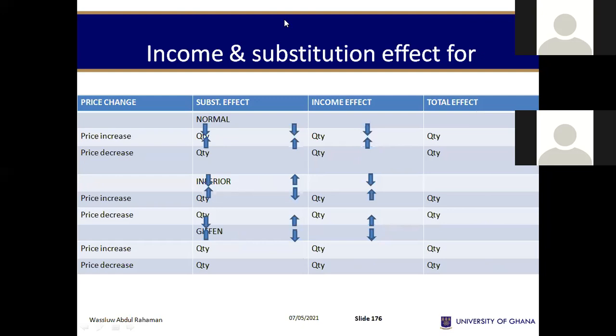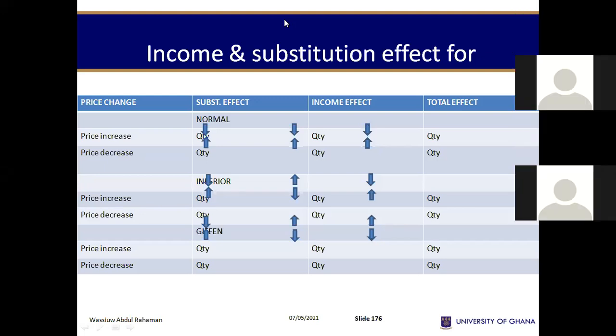Any question on this? So now you know that the total effect of a price change can be decomposed into substitution and income effect. And you should be able to explain what the substitution effect is. You should be able to explain what the income effect is. And also explain the direction of change, whether it's positive or negative. So you know that substitution effect is always negative. But income effect can be positive or negative depending on the type of good. For normal goods, income effect is negative. For inferior goods, income effect is positive.